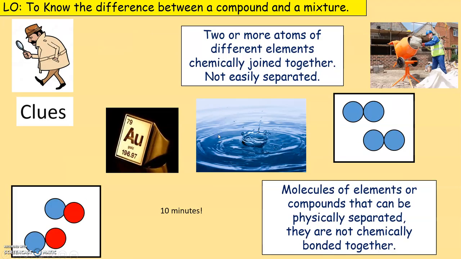Let's move on. Now, let's have a look at this. Two or more atoms of different elements are chemically joined together, but not easily separated. Let's have a look at this. Now we're going to be acting like Sherlock Holmes here. This is an actual investigation we're carrying out. Now, here's another clue. Molecules of elements or compounds that can be physically separated, but they are not chemically bonded together. So, what do you think this is?